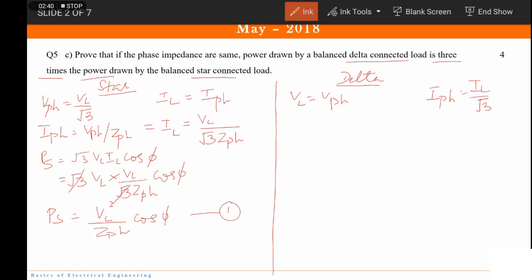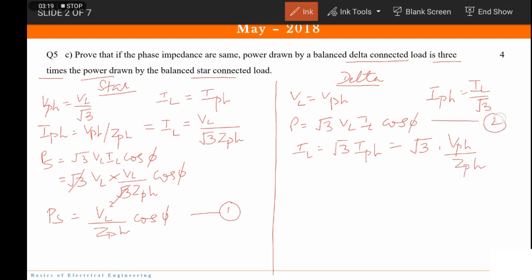Now we will calculate the power in delta connection. So here the power will be root 3 times VL IL cos phi. Right? So I have VL. So what will be IL? Now let us calculate IL here. So IL will be root 3 times IPH, which will be root 3 times, what will be IPH? It will be VPH upon ZPH, right?